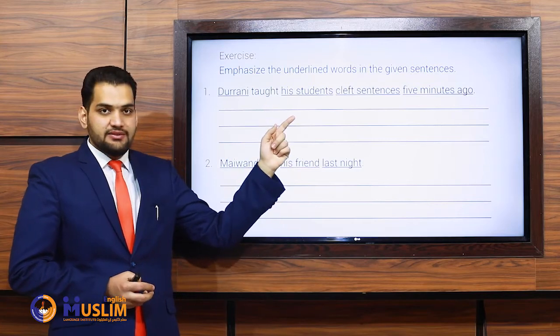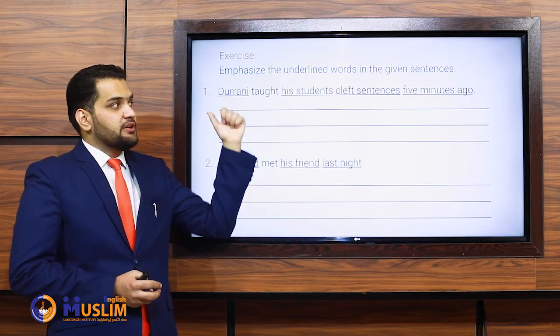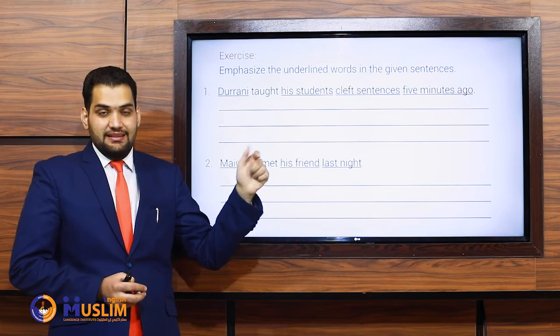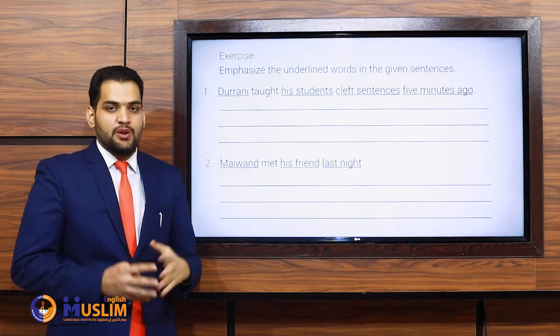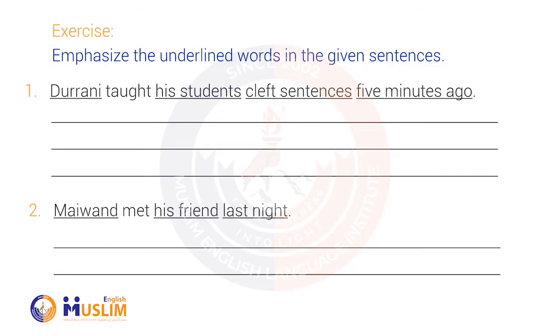And for 5 minutes ago, we can say it was 5 minutes ago when. So it's a time expression, we have to say when. When the Rani taught his students cleft sentences. Number 2, Maiwan met his friend last night. It was Maiwan who met his friend last night. Or it was his friend whom Maiwan met last night. Or it was last night when Maiwan met his friend.